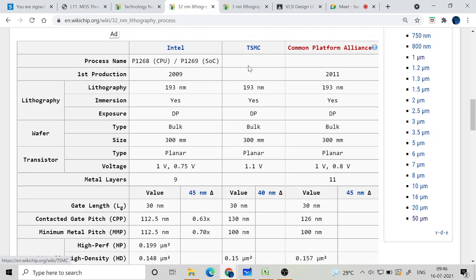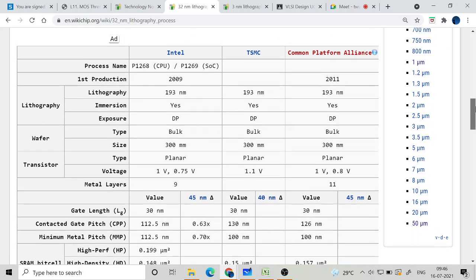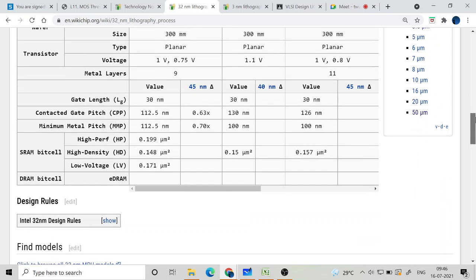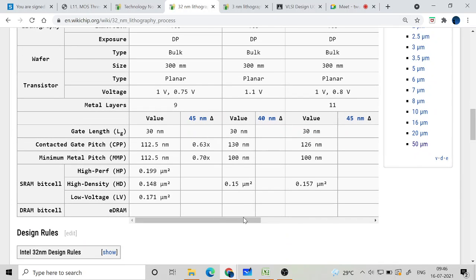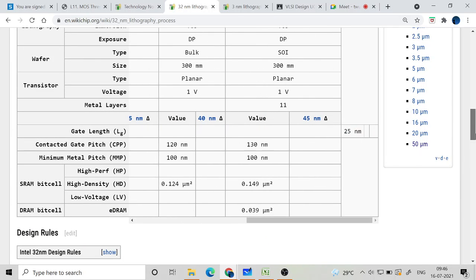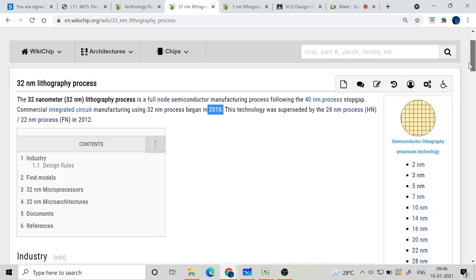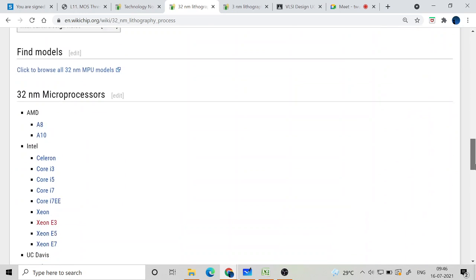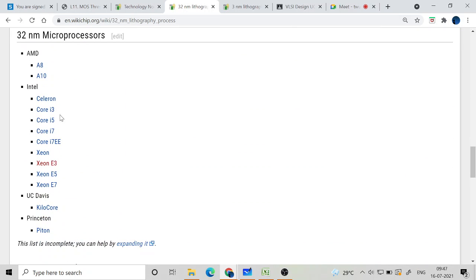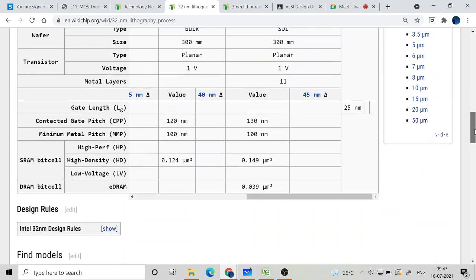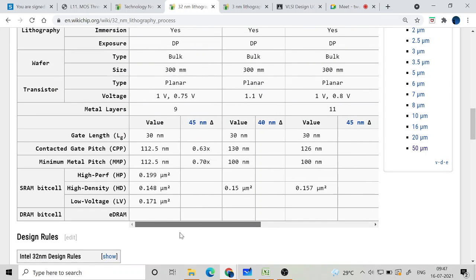So now you see, when it comes to 32 nanometer, Intel 2009, TSMC year is not given. Common Platform Alliance, I don't know what it is. Maybe a group of companies came together. Then Toshiba, okay, a few more companies. And what are the chips that are manufactured? You can see all these i3, i5, i7 were made using 32 nanometer technology.